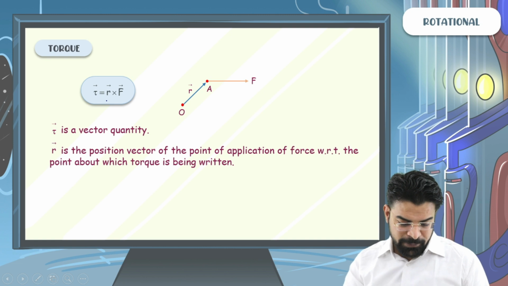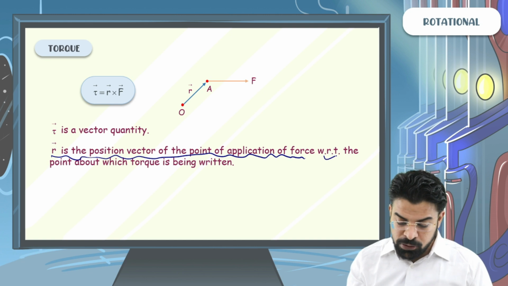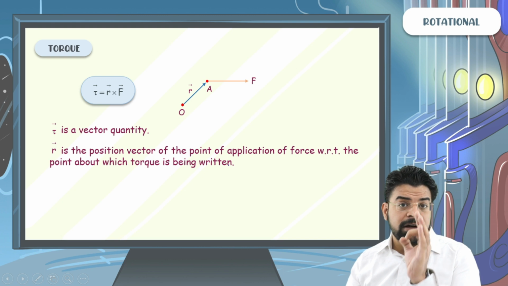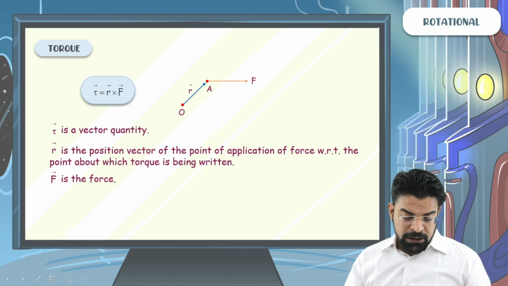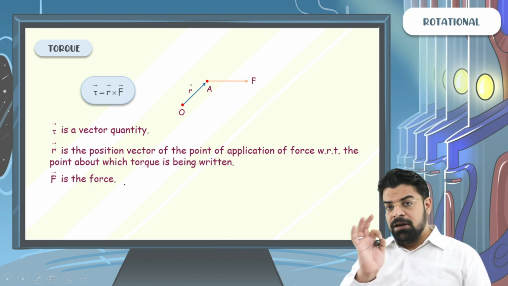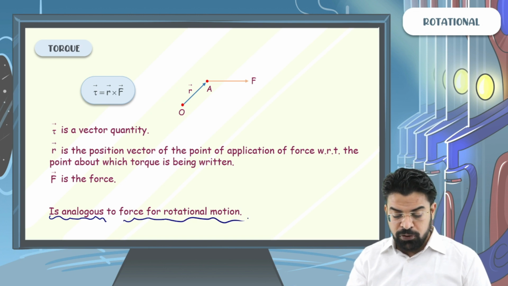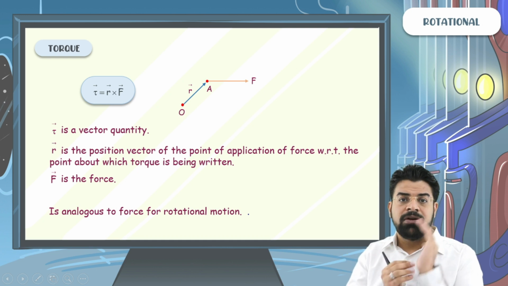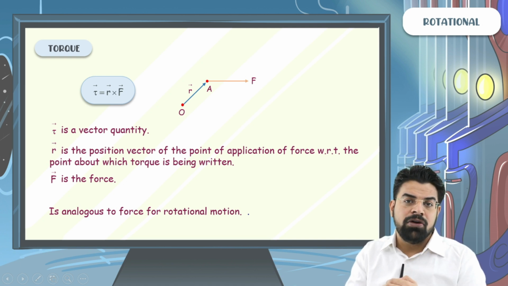First thing, torque is a vector quantity. Second, R is the position vector of the point of application of force with respect to the point about which torque is being written. The next point, F is the force whose torque you wish to write. And the last point you must remember, torque is analogous to force for rotational motion. Torque is just like force but for rotational motion. In translational motion, you need a force to accelerate. Here, you need a torque to provide the angular acceleration.